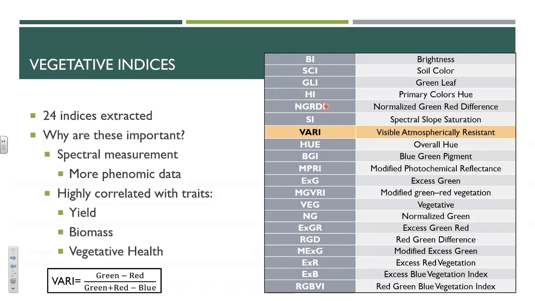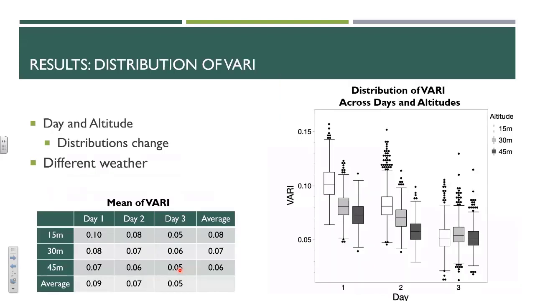I'm specifically only going to be talking about VARI, which is visible atmospherically resistant index, just so I don't have to go over all 24 today. And you can see that this is the formula: green minus red over green plus red minus blue. Those are the wavelengths. And it's also been found to be correlated to vegetative health and yield. So it's an important wavelength or index.